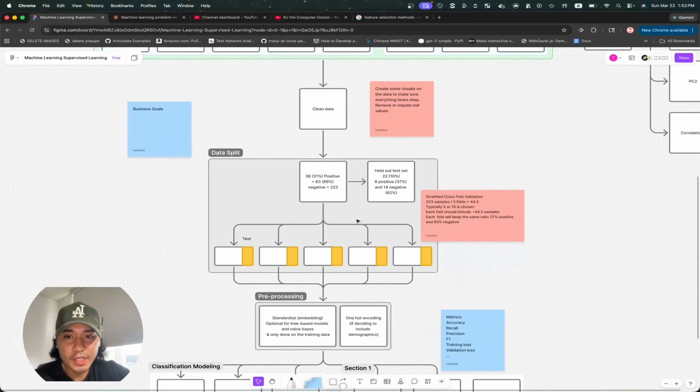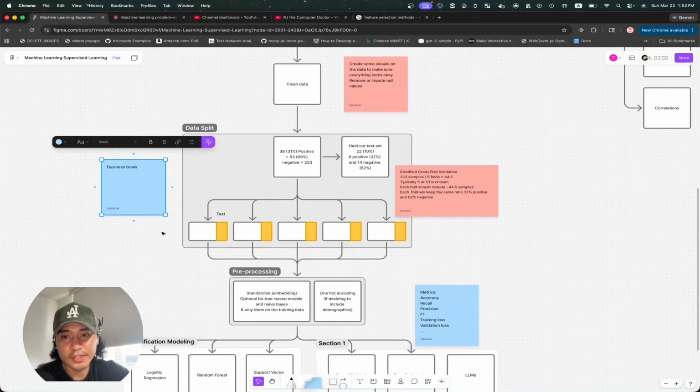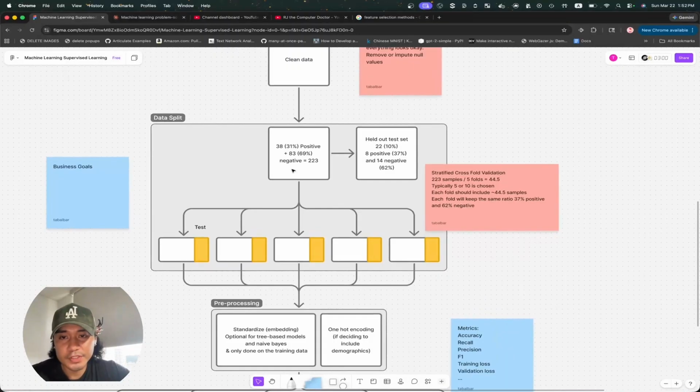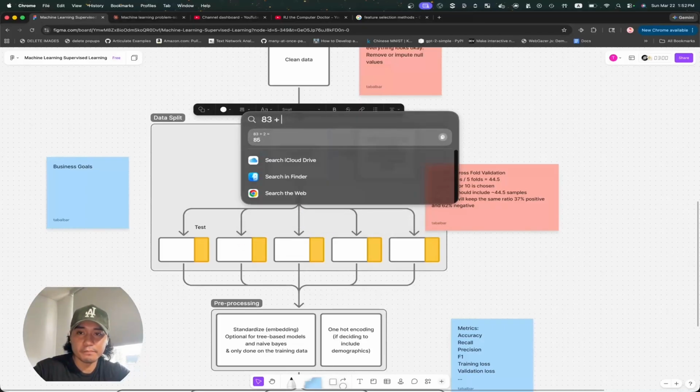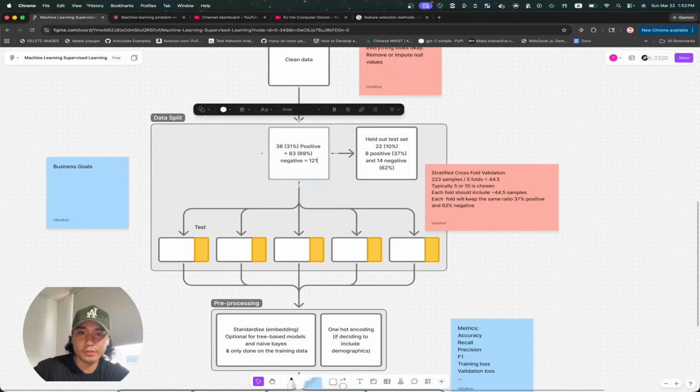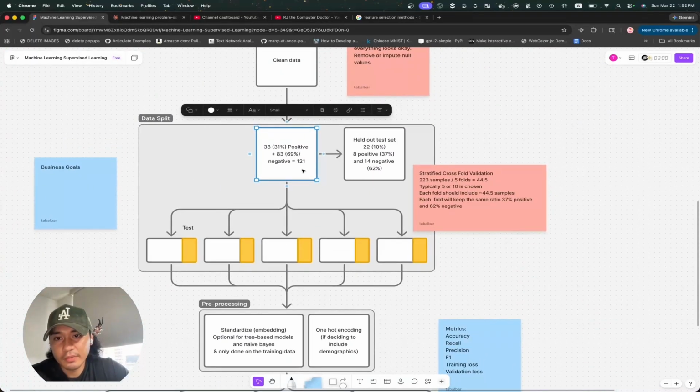Okay, so the next big thing that we are looking at is how to split up your data. Since, as you've seen, this data set is pretty small. So we do have 83 plus 38, 121. So if we were to go with combination one, we have 121 samples overall, and we have 31% of them as positive and 69% of them are negative. So there are methods that you can use in order to increase the number of data points that you have within your data set.